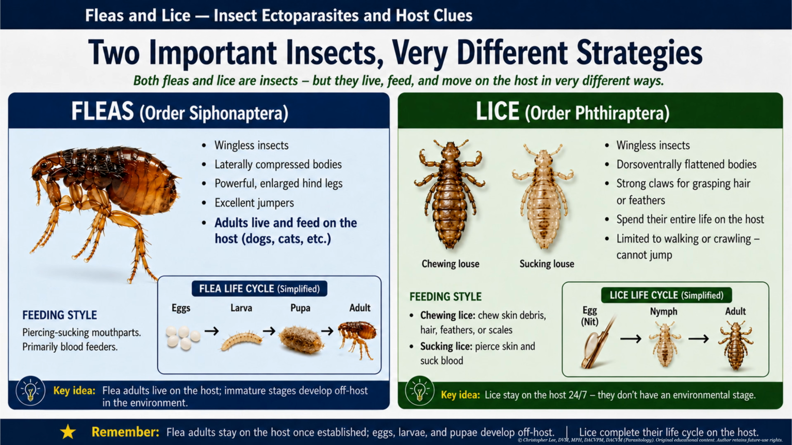Remember, for dog and cat fleas, especially Ctenocephalides, adults remain on suitable hosts once established. Eggs fall off, and the larva and pupa develop in the environment. Lice? Very different. Eggs, nymphs, and adults often stay on the host. Fleas are a host plus environmental problem. Lice are mostly a host and close contact problem. Tiny insects, very different life strategy.